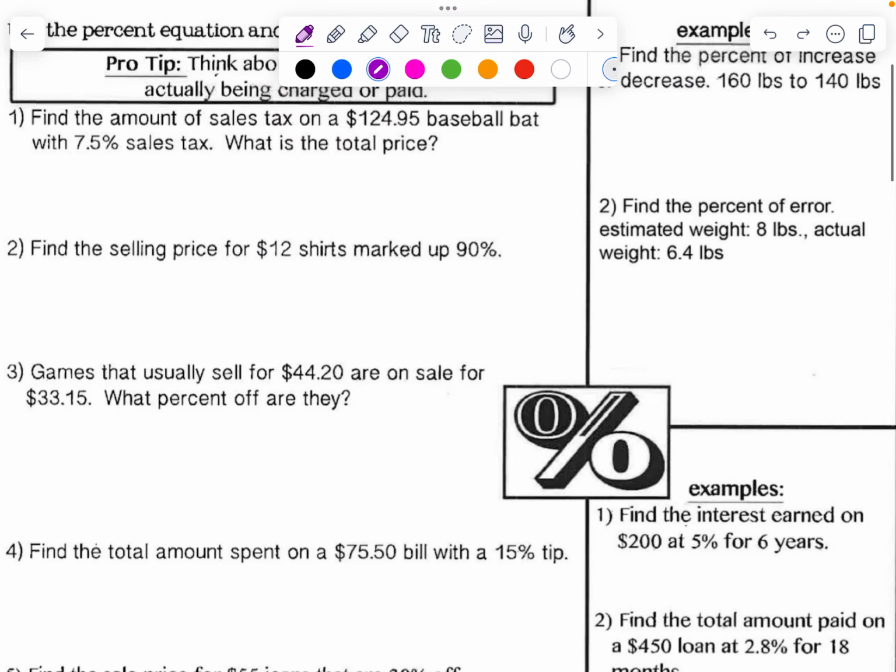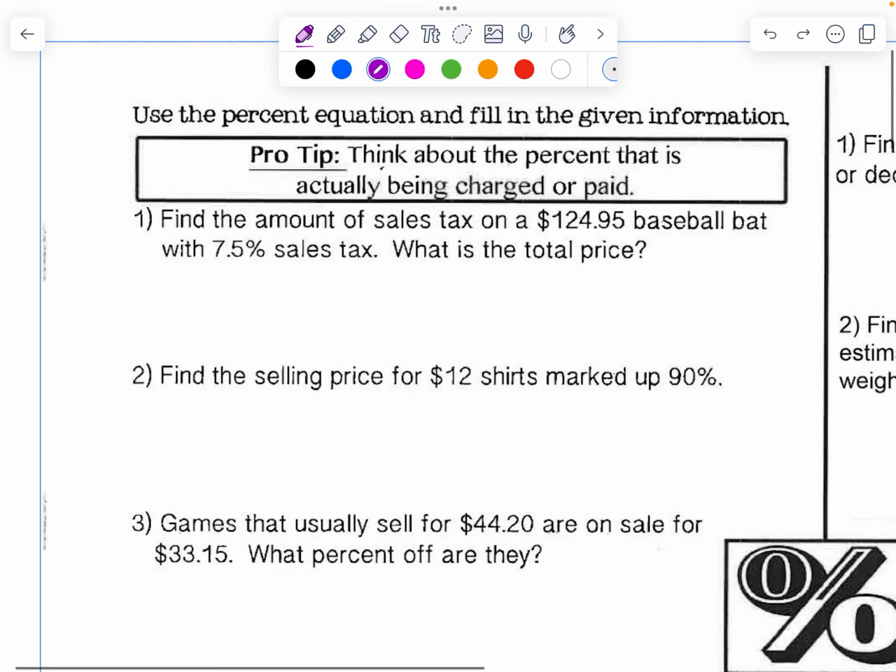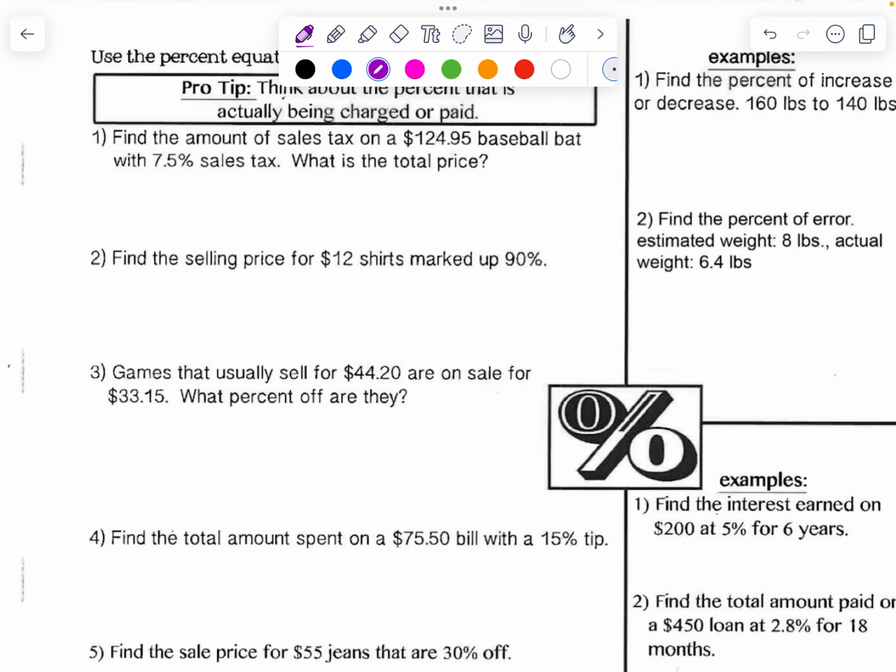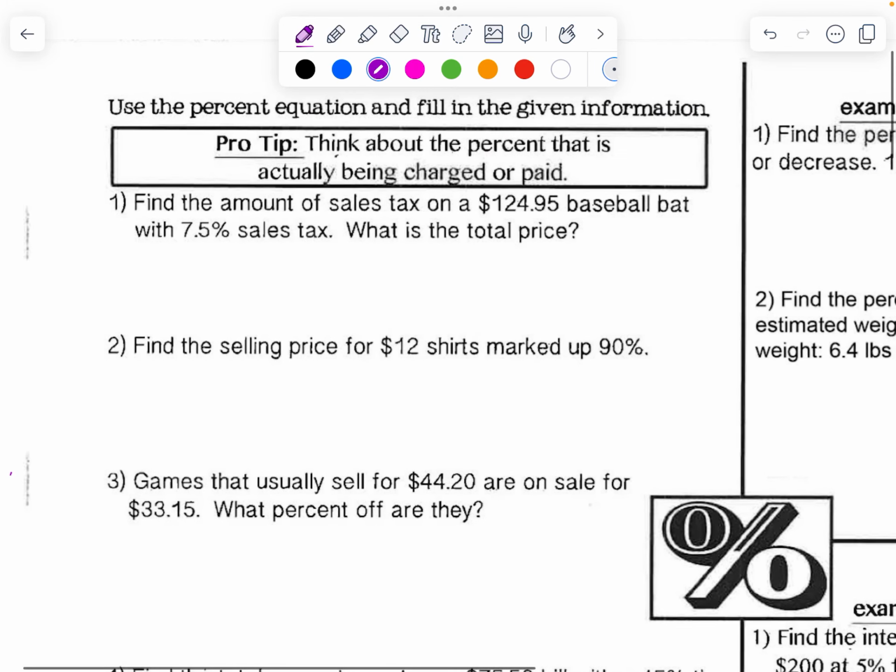All right, today we're working on percent, starting with discount and tax. So we're going to be using the percent equation and bring in the information that we need. Remember, the percent equation is blank equals what percent times blank.